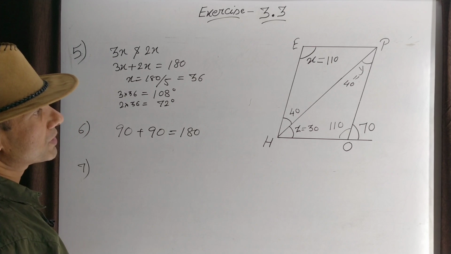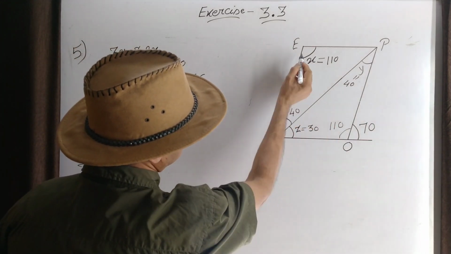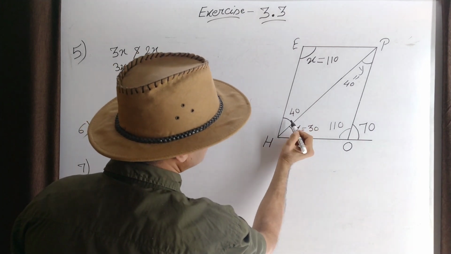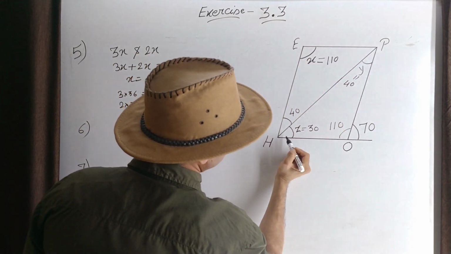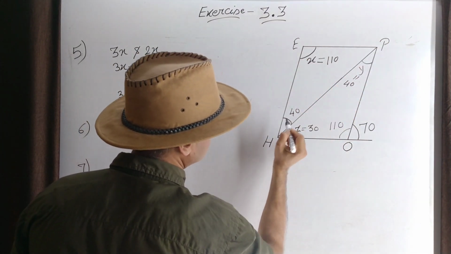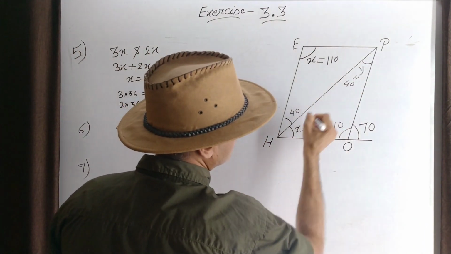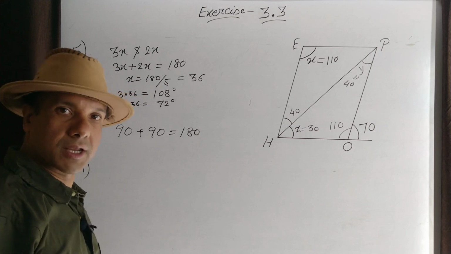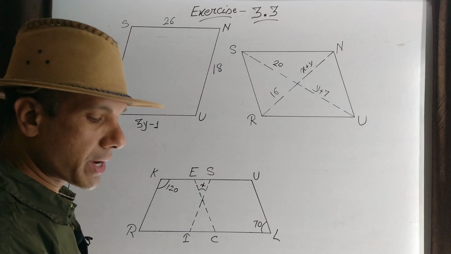Clear? So the properties we have used: opposite angles of a parallelogram are equal; alternate interior angles of two parallel lines cut by a transversal are equal; the sum of the three angles of a triangle is 180 degrees. Clear?